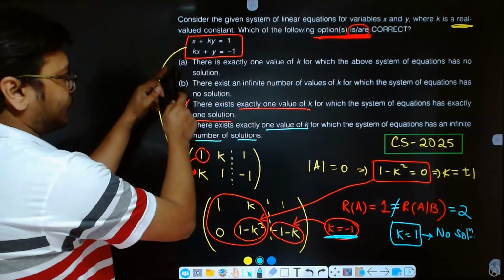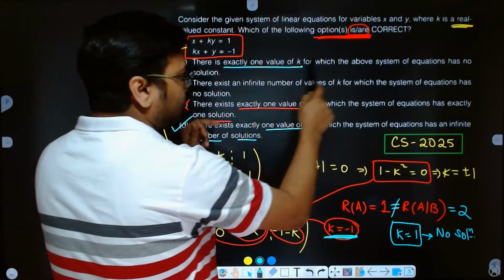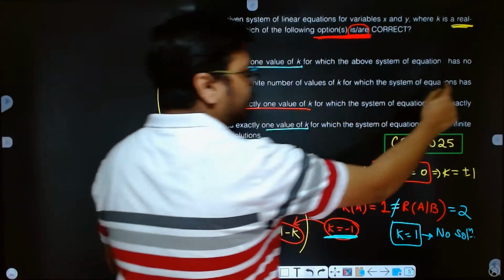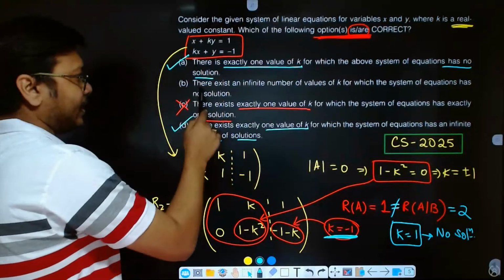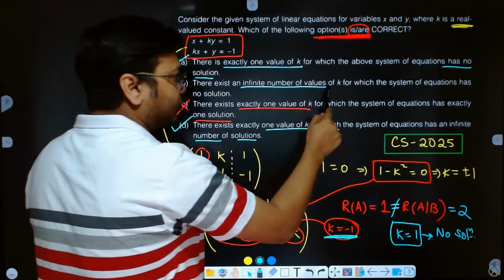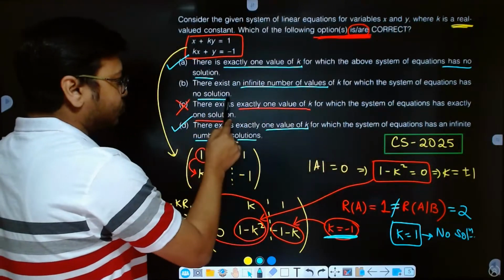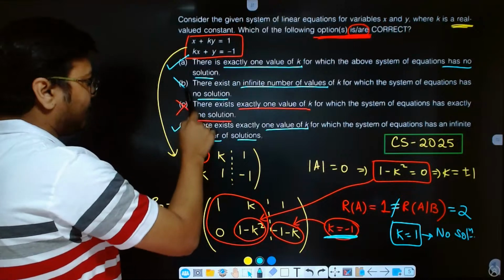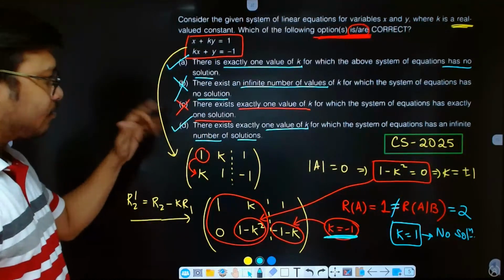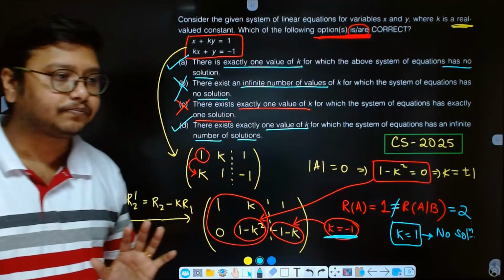So let's go back to option A. There exists exactly one value of k for which the system of equations has no solution, which is true. There exists infinite number of values of k for which the system has no solution. That's not correct, we're getting exactly one value. So option A and option D are correct.